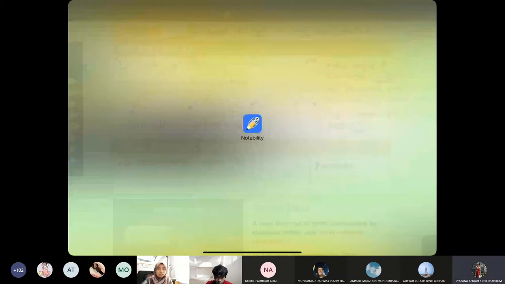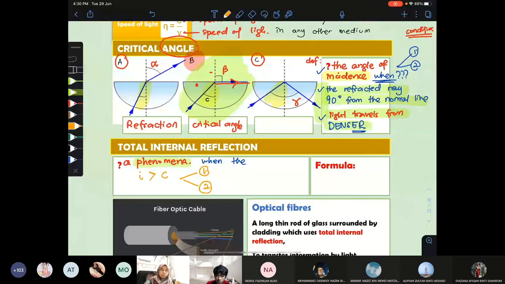Alright. So, when the incident angle is greater than the critical angle. Greater than critical angle. Alright. Okay. Good. And here also, it only applies when it has these conditions. First condition and two conditions. Okay, the conditions are the same. One and two. Right?